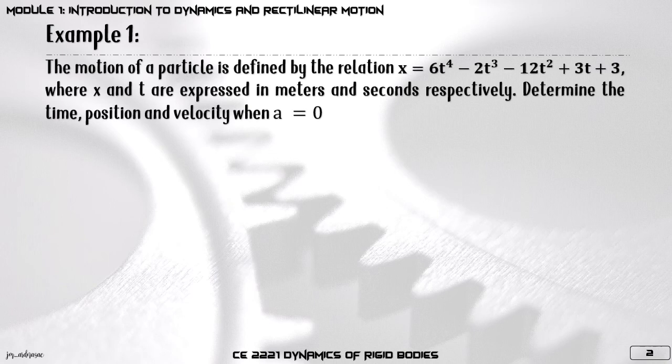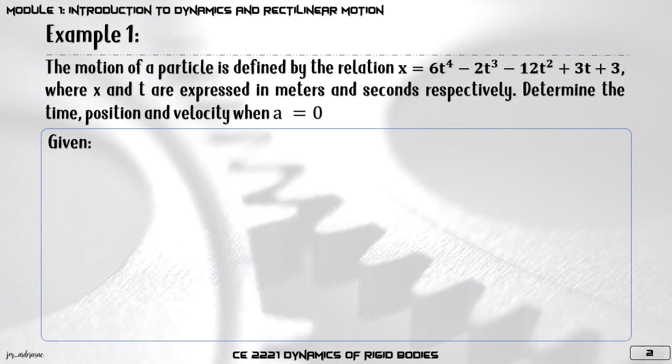The motion of a particle is defined by the relation x = 6t^4 - 2t^3 - 12t^2 + 3t + 3, where x and t are expressed in meters and seconds respectively. Determine the time, position, and velocity when a is equal to 0.